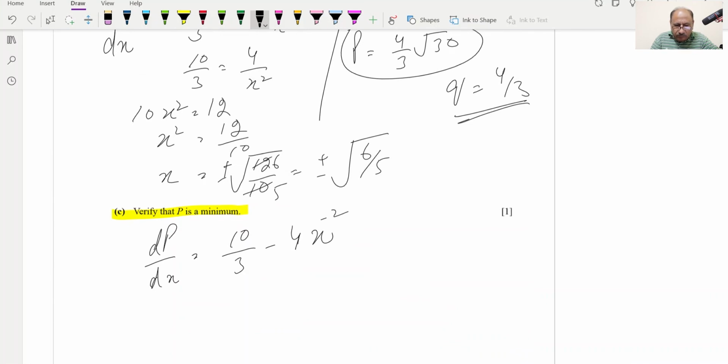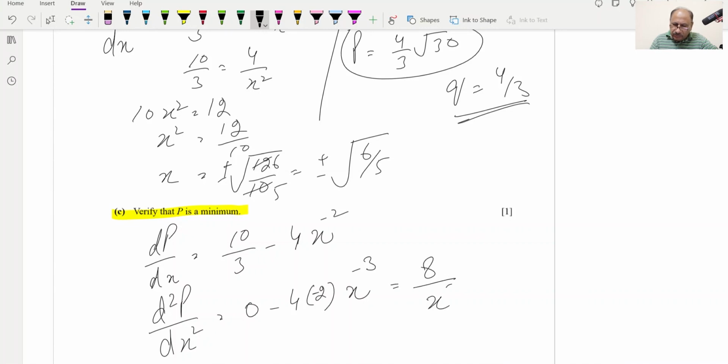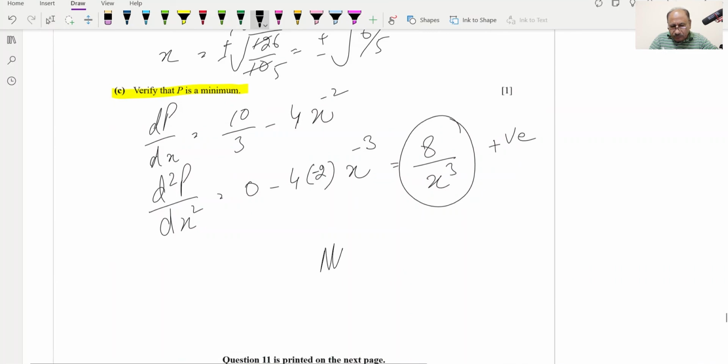We can write like this one, minus 2, and d2p over dx square, the second order derivative, will be equal to: derivative of this will be 0, and minus derivative of this will be minus 2, we will pull first, and x raised to this will be minus 3, and this will be minus minus plus, so 8 over x raised to the power 3, and this is positive, and we can say in case of positive this will be minimum. So this will be the final answer for this part.